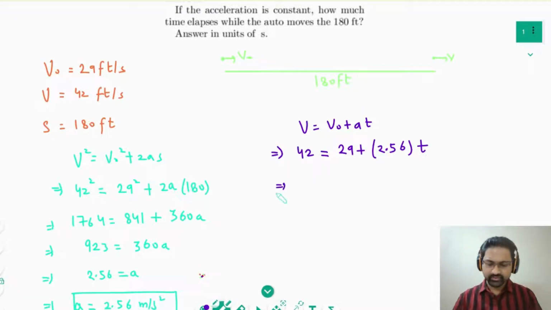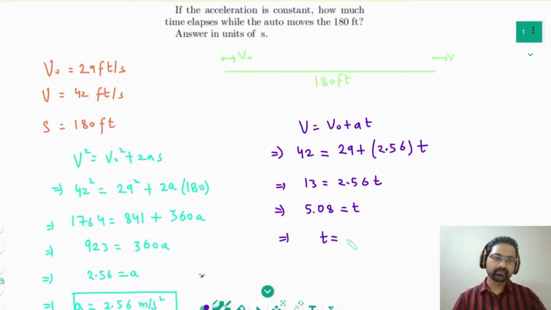Let's subtract 29 from both sides. So we have 42 minus 29, which is 13. So we have 13 over here, and this is equal to 2.56t. If we divide both sides by 2.56, I'm getting the value as 5.08 up to 2 decimal places, and this is nothing but the time. So finally, the time to increase the speed from 29 feet per second to 42 feet per second while covering a distance of 180 feet is 5.08 seconds, which is the final answer.